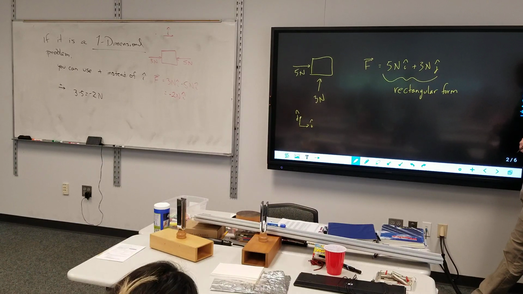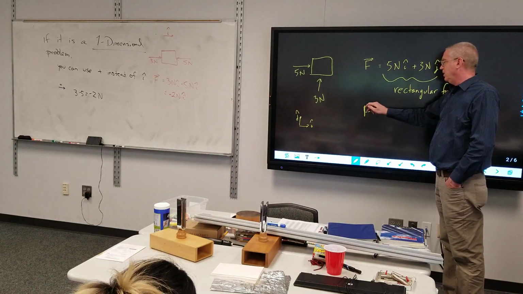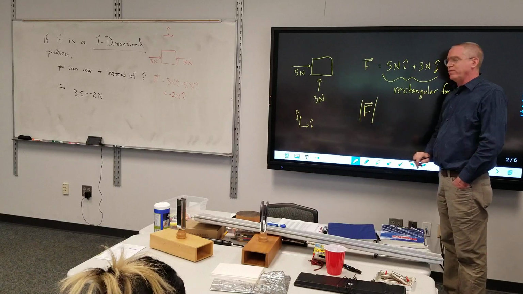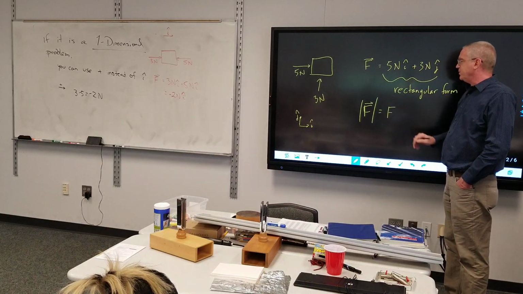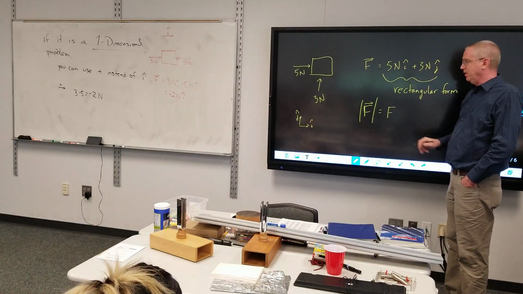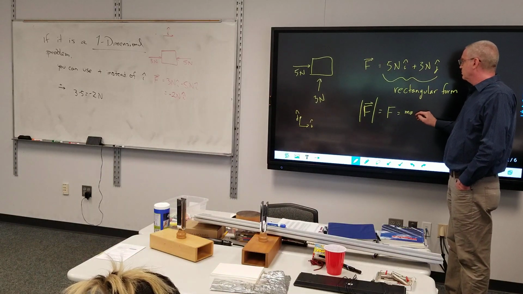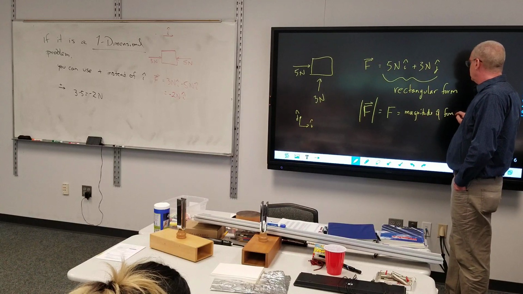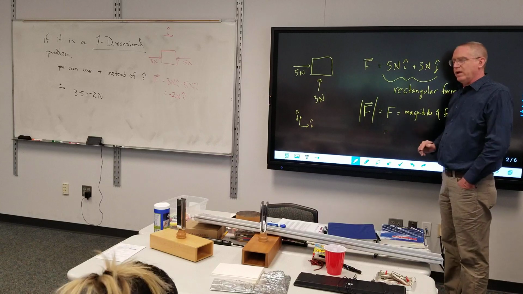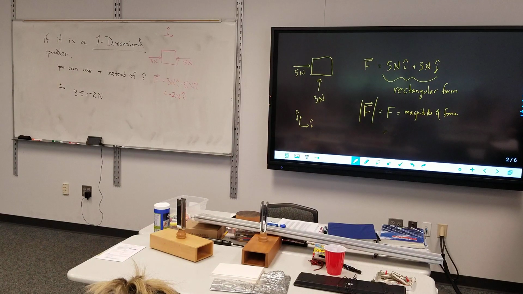Let's extend this a little bit further. I want to know what is the magnitude of the force. So I've got my force here. I want to find the magnitude, so I can use absolute value signs that say I want just the magnitude. I could also write that as F without the vector symbol over it, indicating I want the magnitude of the force. And the answer is not 8 newtons. I need to somehow add these and come up with a single number.